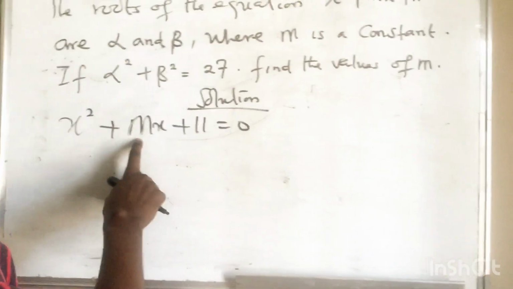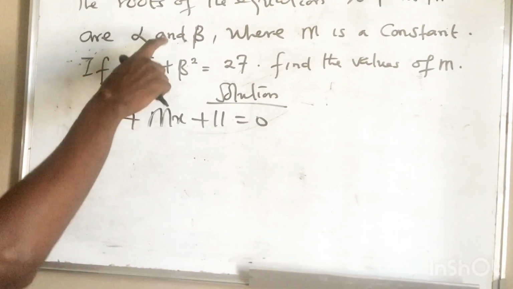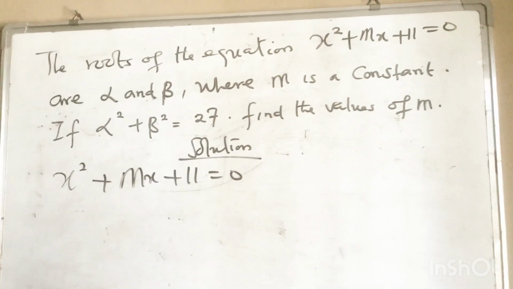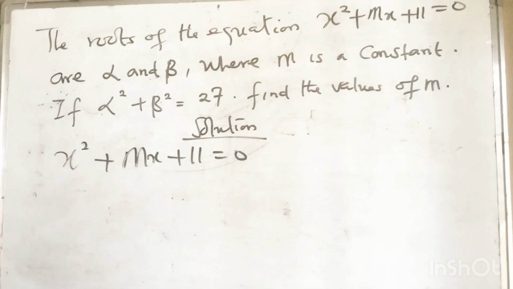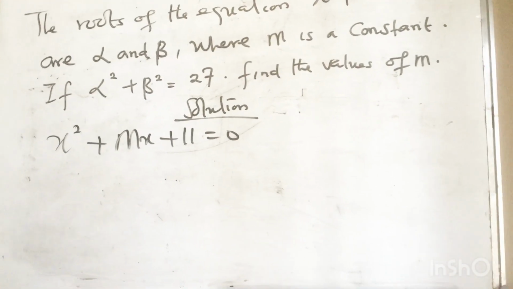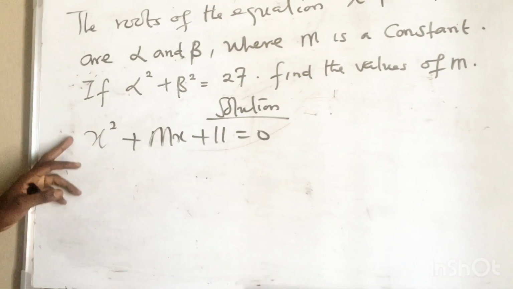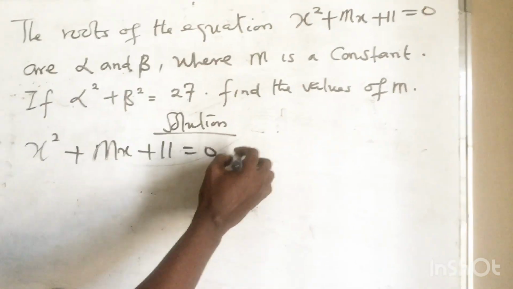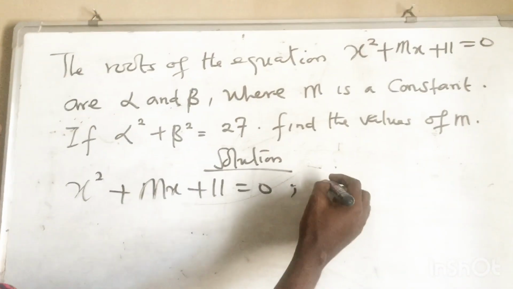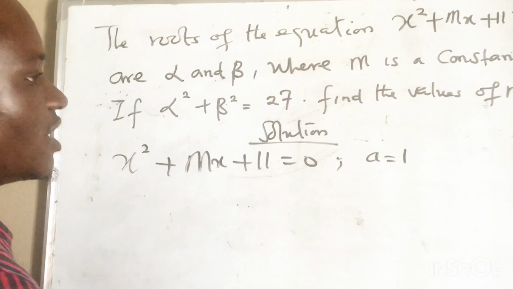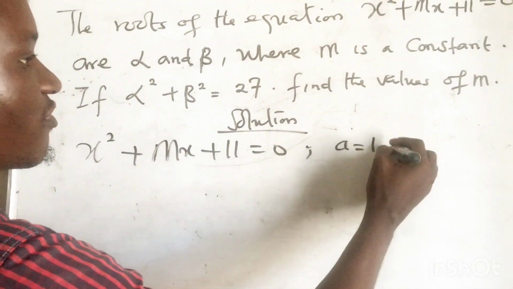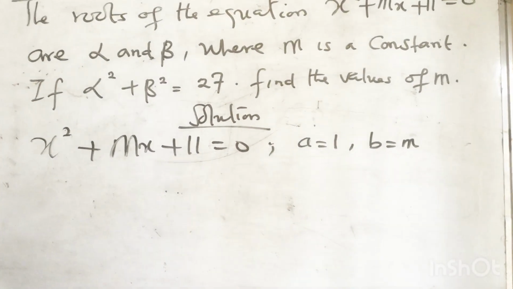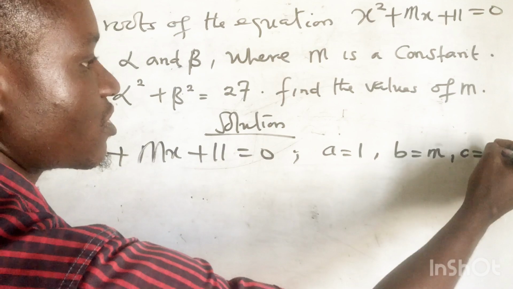M here is a constant. And it says if alpha squared plus beta squared is 27, we should find the values of m. So how are we going to go about this? The first thing we need to do is find our a, b, and c. Our a is the coefficient of x squared, so a is 1. Our b is the coefficient of x, so b equals m. And c, which is the constant, equals 11.